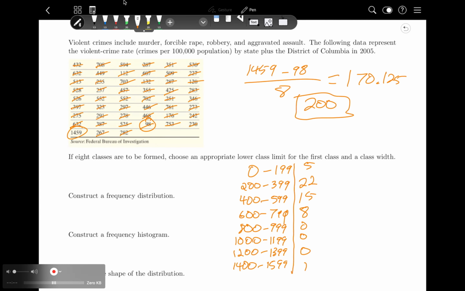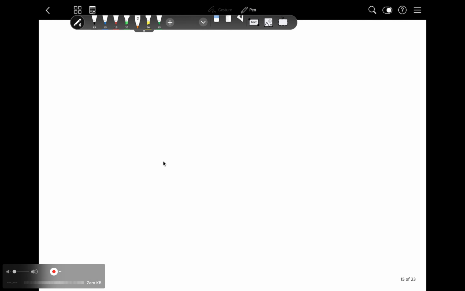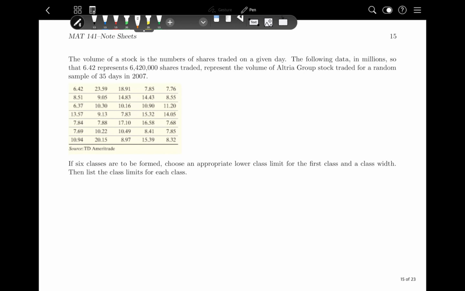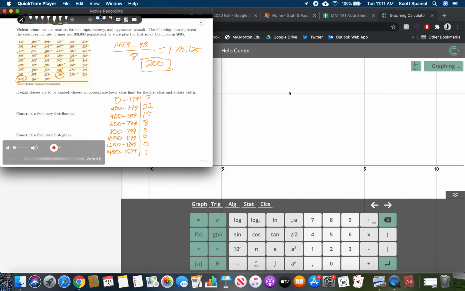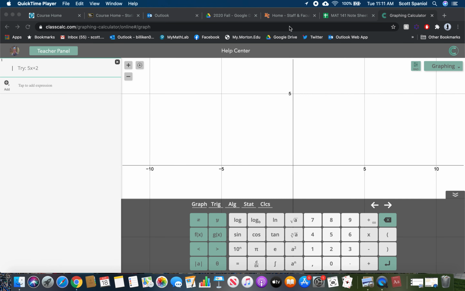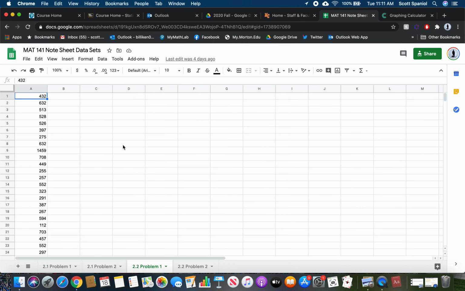So let's go ahead and look at how to do this with technology. There's a couple things to keep in mind first of all. Hopefully you should have all found this spreadsheet in this week's MyMathLab. It's the data set that we're dealing with for this class. We're in section 2.2, and this is the first problem. So we're looking at the sheet for 2.2, problem 1.